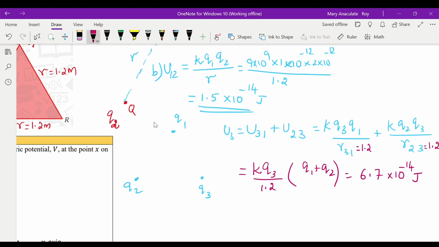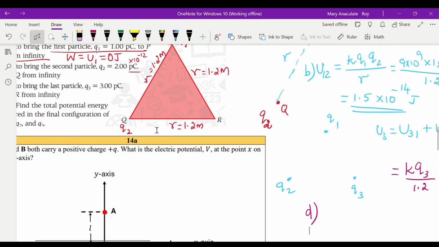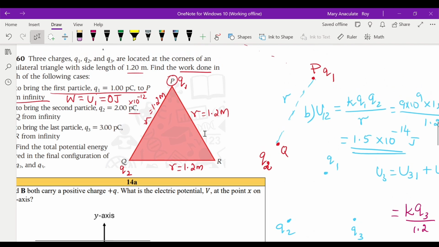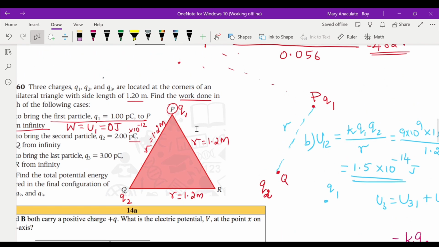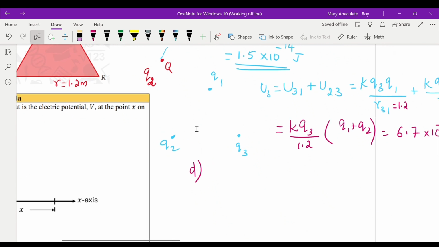Okay. And then for part D, they ask you to calculate the total energy, or the total potential energy, stored in the final configuration. So remember, this is a case where each charge is brought into position. You don't have any charge that's already in position. If they're already there, the solution will be different. Okay, don't get confused between all the three.